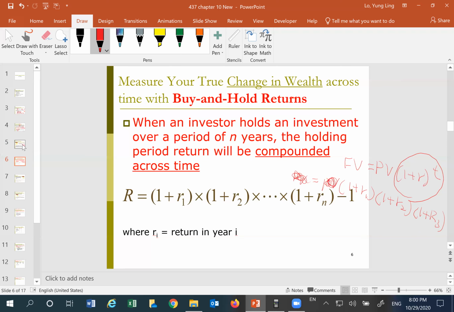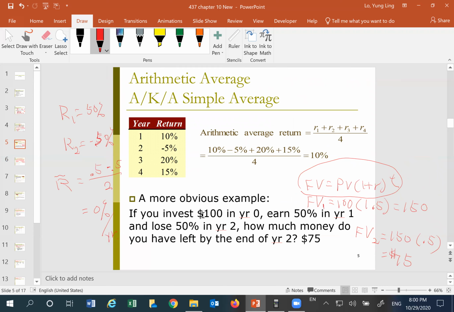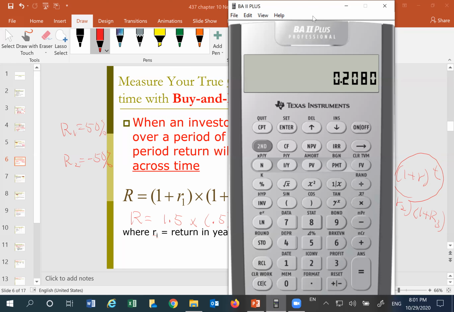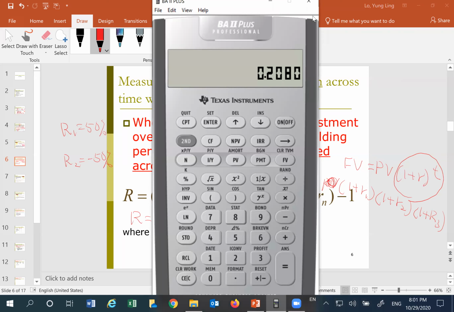So if we go back to that numerical example, you start with a $100 investment, you earn 50% in year 1, and you lose 50% in year 2. Then what is your buy and hold return? If your R1 is 50%, while your R2 is negative 50%, let's do this. Your buy and hold return will be 1 plus 50%, which gives me 1.5, times 1 plus R2. So 1 plus a negative 0.5 gives me 0.5. But I need to minus 1.